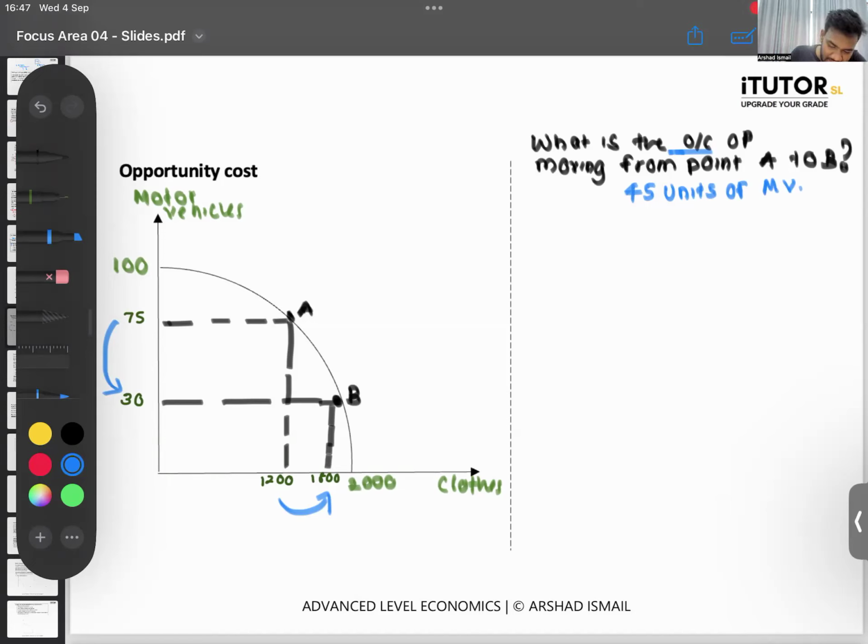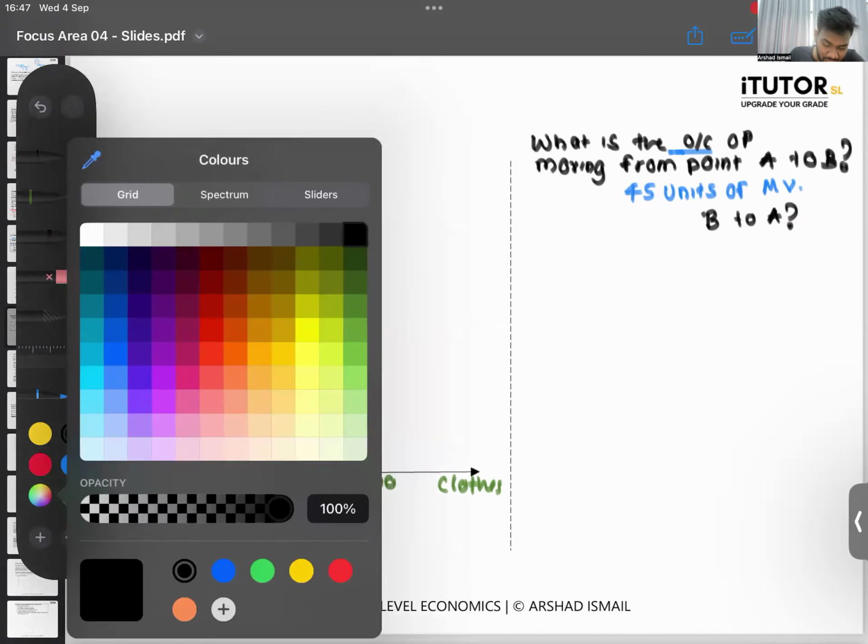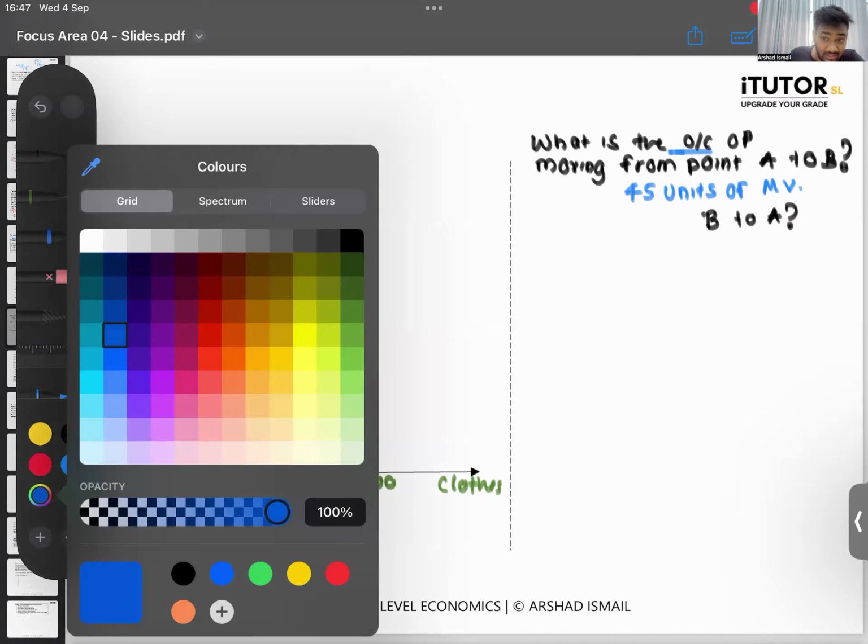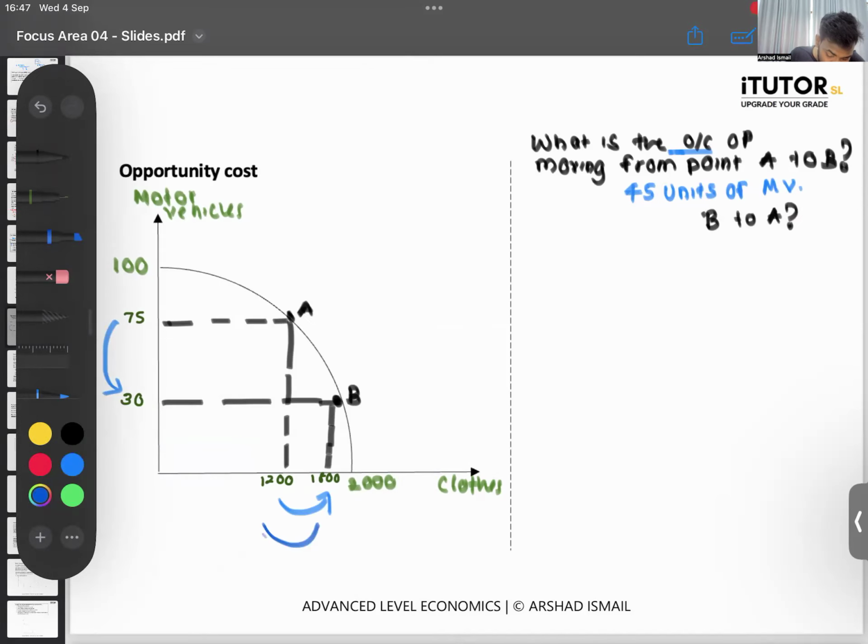In the same way, on the other side, if they ask what is the opportunity cost of moving from B to A, can you give me an answer? When you're going from point B to point A, what are you sacrificing? Going from B to A, you are sacrificing 600 units of clothes. So here you will say 600 units of goods.